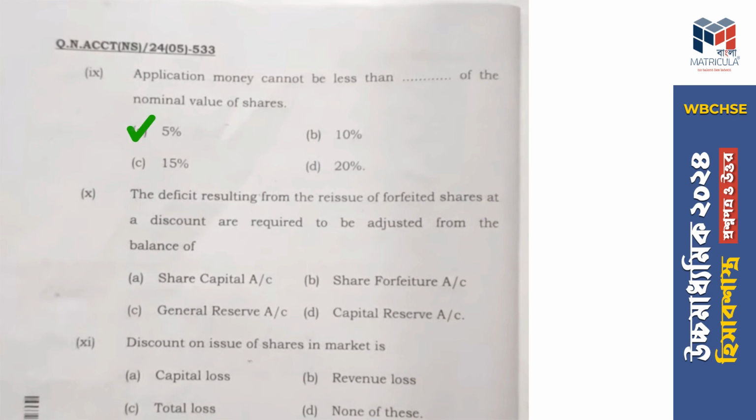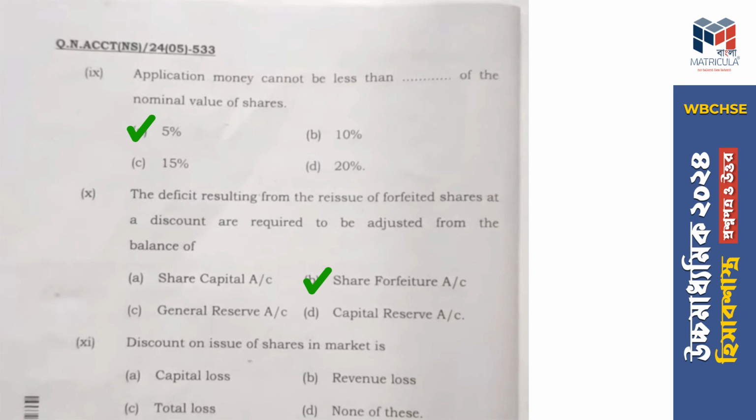Number 10, the deficit resulting from the reissue of forfeited shares at a discount is required to be adjusted from the balance of option A share capital account, option B share forfeiture account, option C general reserve account, option D capital reserve account. Right answer is option B, share forfeiture account.